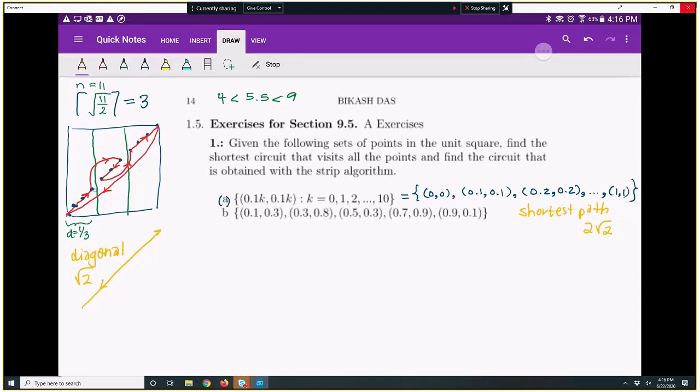Well, for each of these lengths, I'm going to just use right triangles and the Pythagorean theorem to calculate the distance. So the first stretch is from the point 0, 0 up to the point 0.3, 0.3. That's the rightmost point in the left strip. And so the distance from 0, 0 to 0.3, 0.3, using the distance formula or the Pythagorean theorem, is going to be the square root of 0.3 squared plus 0.3 squared.